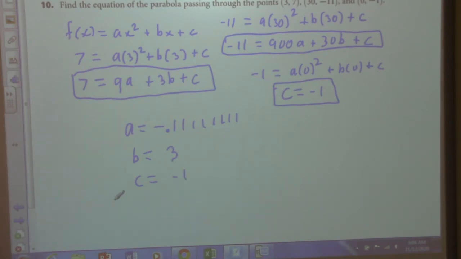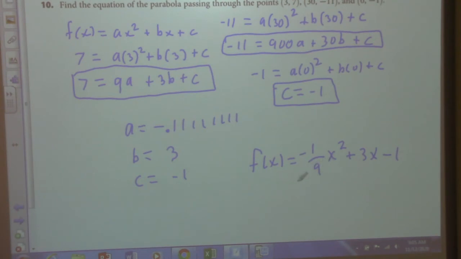It's going to be f of x equals negative 0.1 repeating x squared plus 3x minus 1. Okay, and what would you be able to do to check your work?